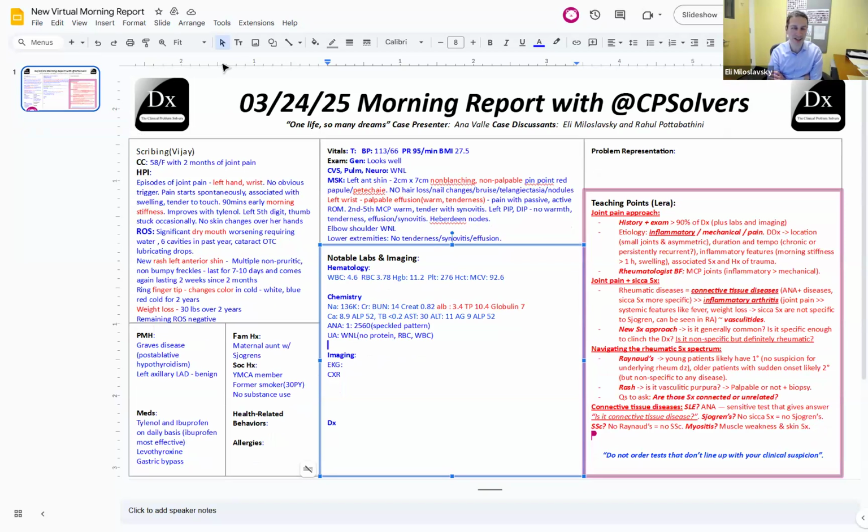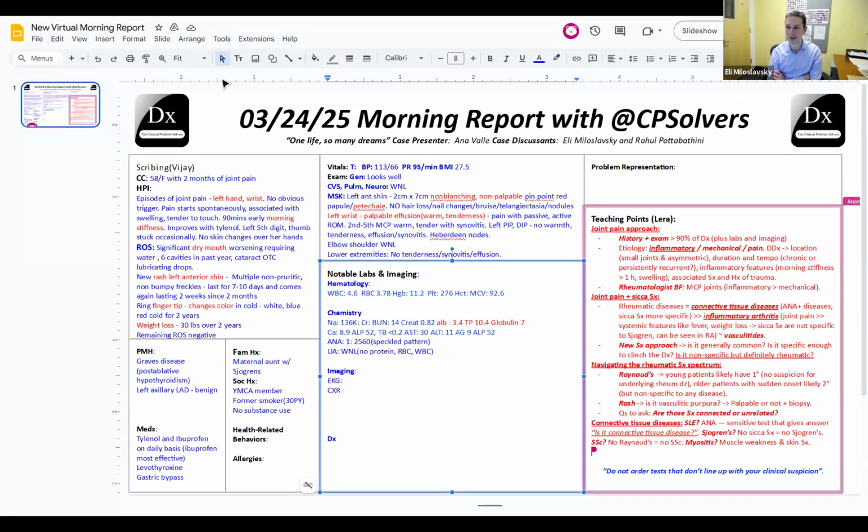And one can certainly argue to do those in maybe a stepwise fashion. But practically speaking, I think in a case like this, it's reasonable to send what's on our current differential.